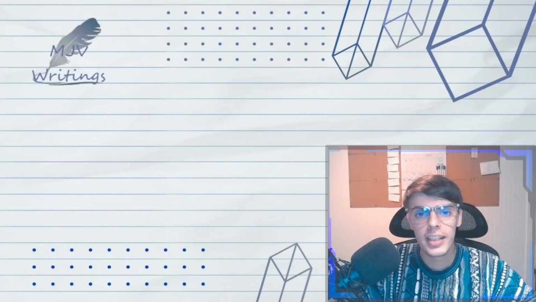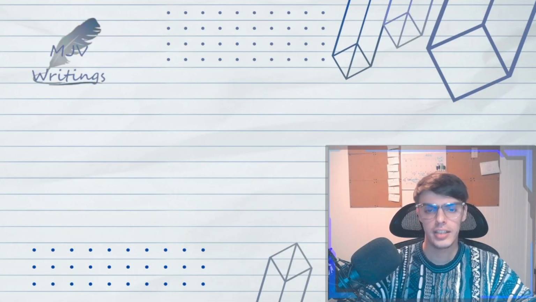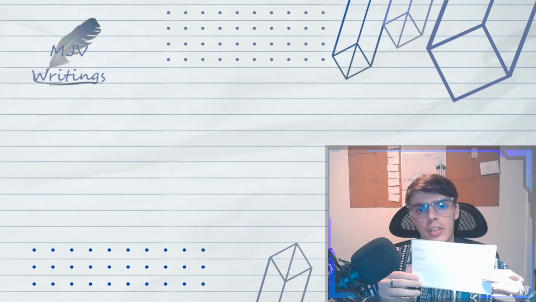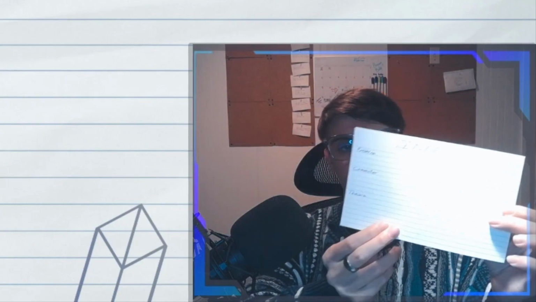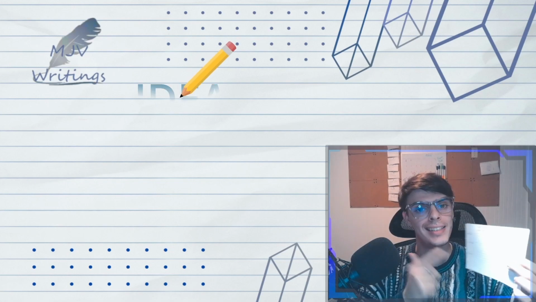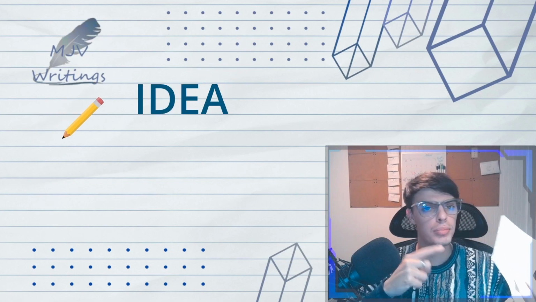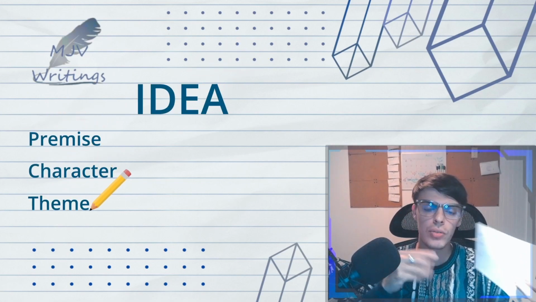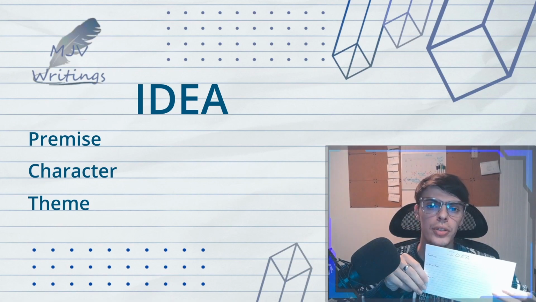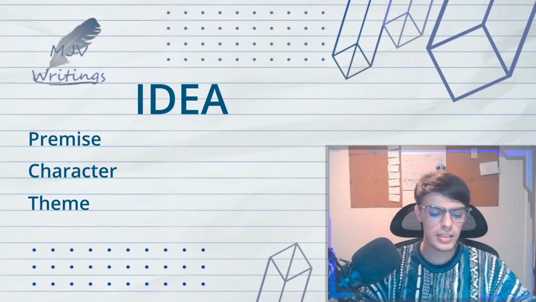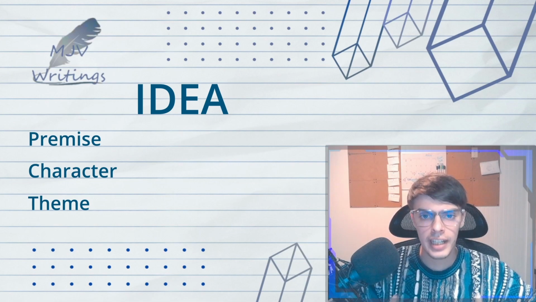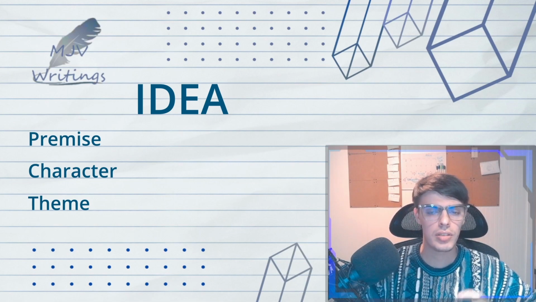So now we can get into the outlining, and you are going to need a note card for this. So I have my note card here. I'm not sure if you could read that, but it says at the top, IDEA in all caps, and then I have premise, character, and theme. Those are the three things you need to figure out before you can start outlining a story. You need to have a premise, you need to have a character, and you need to have a theme. So let's break those down.